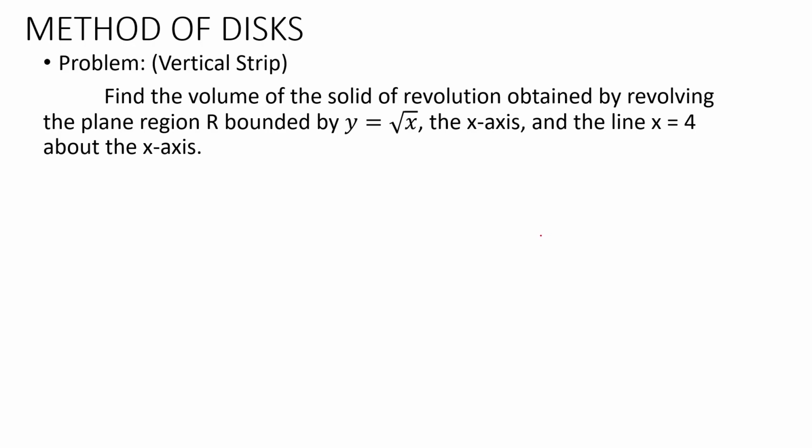So for us to save some time, I'm going to present you with the graph immediately. We're going to solve for the volume generated by revolving the plane region bounded by y equals square root of x, the x-axis, and the line x equals 4 about the x-axis. So notice we are rotating about the x-axis. Again, our concept is that the strip must be perpendicular to the axis of rotation. So that's why we are using a vertical strip.